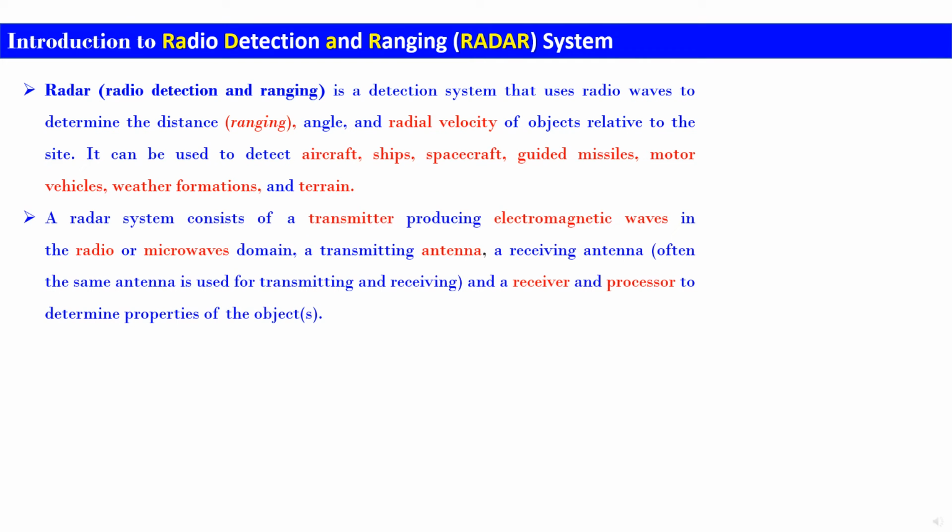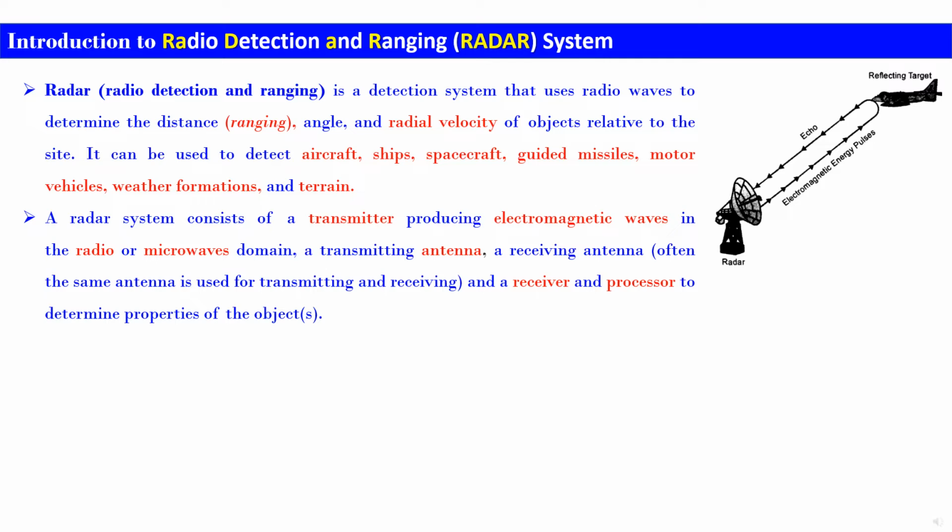A radar system consists of a transmitter producing electromagnetic waves in the radio or microwave domain, a transmitting antenna and a receiving antenna. Often the same antenna is used for transmitting and receiving, and a receiver and processor to determine properties of the object. One can refer to the figure where the radar is shown.